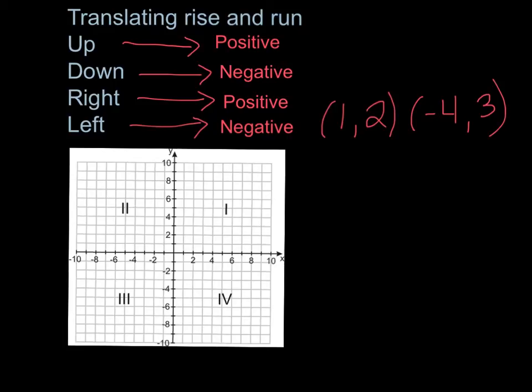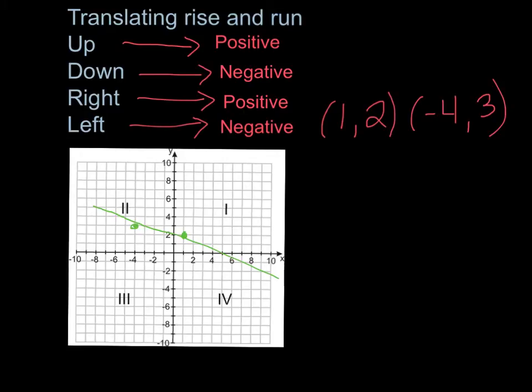It's important to remember that when you're going up on rising, it's a positive number, but if you start moving downward, it becomes a negative number. Moving to the right would be a positive number, moving to the left would be a negative number. That's important to remember. So we're going to graph these 2 points, over 1, up 2, and then negative 4, so that means we're going to go to the left 4, and then up 3. We're going to connect those 2 points to make a line. Not the best line, but it'll work.